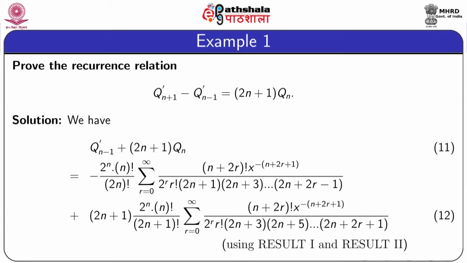We start by taking the expression Q'n-1 plus (2n+1) into Qn, and we substitute the values of Q'n-1 and Qn from result 1 and result 2, and if you do that you will get the expression number 12.